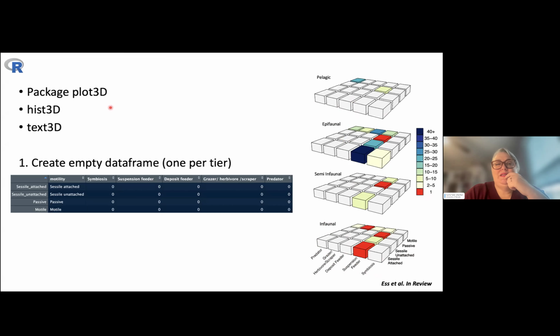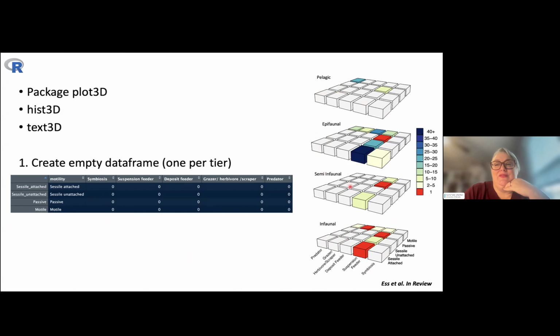And so what we use is a package called plot3D in R, and it has a 3D histogram function, and then also, of course, 3D text to go with that to put this text on here. And it's quite convoluted to make this because there isn't a package that's actually designed to do this by any stretch. So you sort of have to brute force it. The workflow that I've come up with, and I'm sure there are more efficient ways to do this as well, is essentially this: you start with an empty data frame, which is telling it how many cubes we're going to have. And I do this for each tier separately.